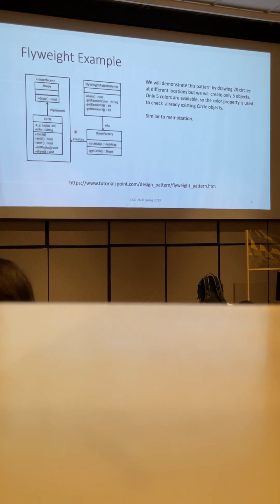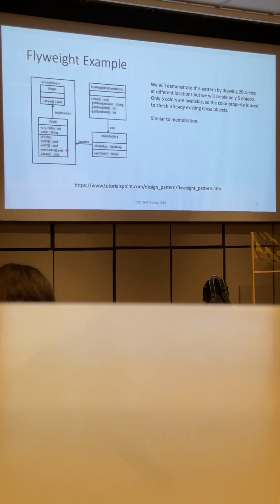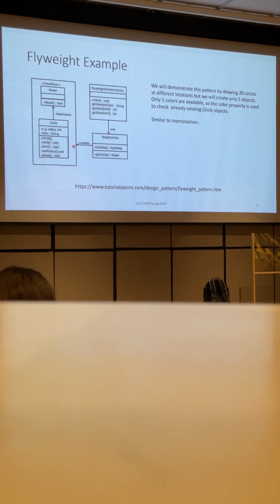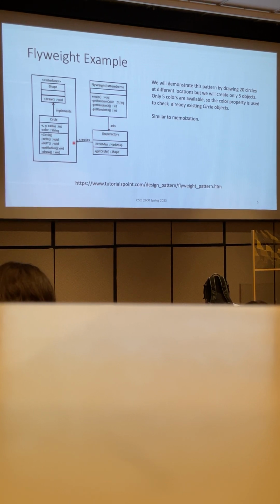All right, so that's good, but we have x and y, the coordinates, and the radius, and they can be anything. So in this case, the intrinsic state would be the color, and the x, y, and the radius would be the extrinsic state. So yes, we don't want to allow more than 5 colors, so at most 5 colors are available, but x, y, and radius can be anything.